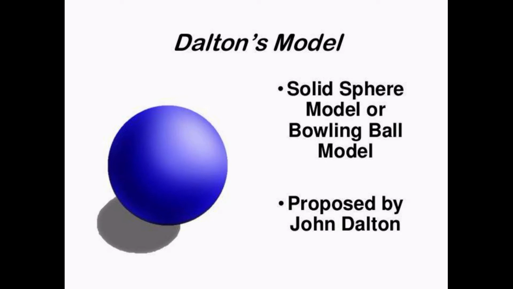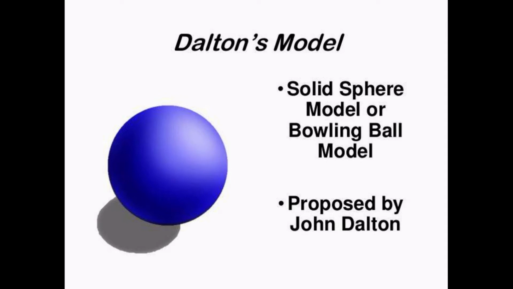Way more than 1,000 years later, we have Dalton's atomic model. Dalton's atomic model proposed a solid sphere, a quote-unquote bowling ball. This bowling ball was indivisible. It cannot be divided into any more parts.